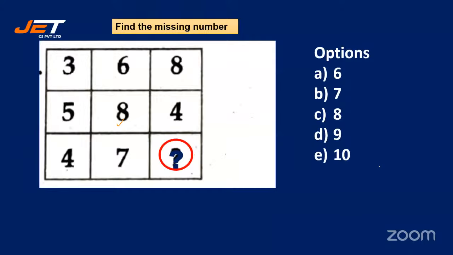All right. See here. Again, we have 3, 5, 4, 6, 8, 7, 8, 4, dash. So how do you connect so that you can answer the question mark? Don't take more than 2 minutes, students, to answer this.